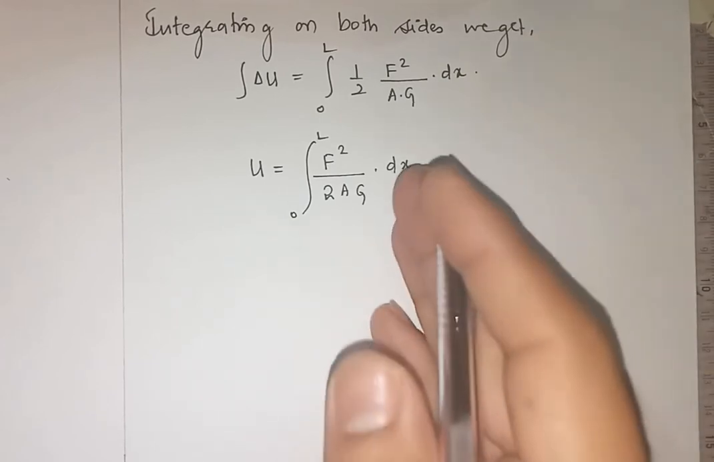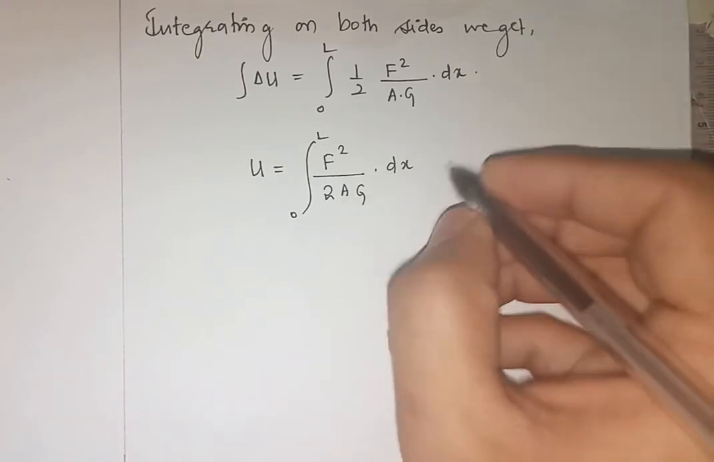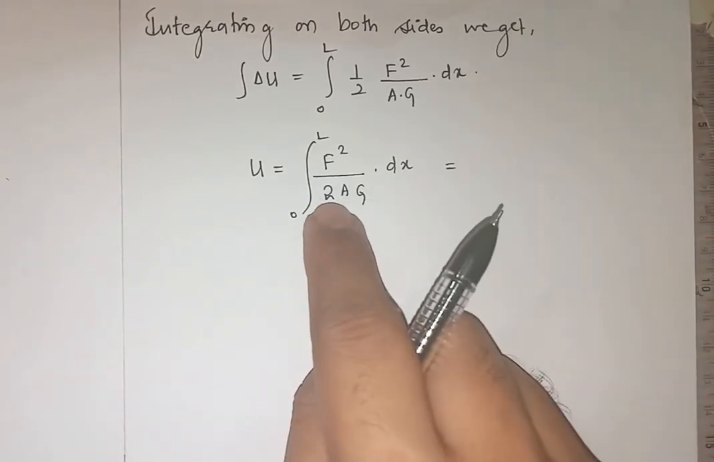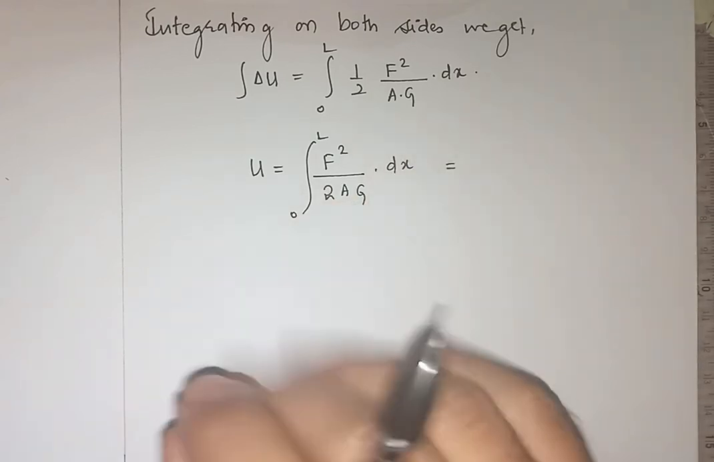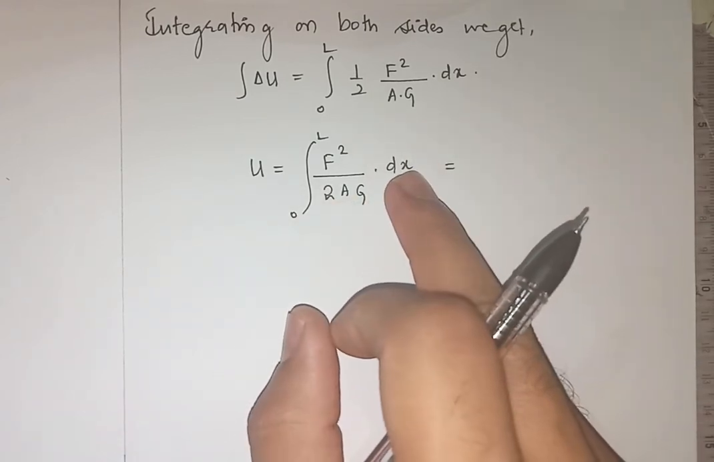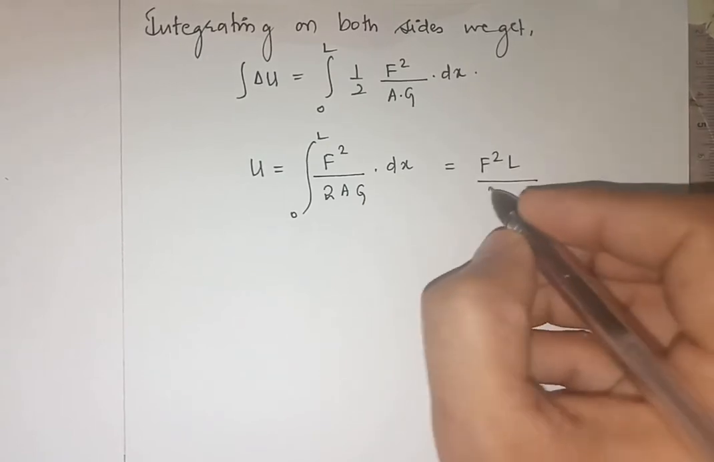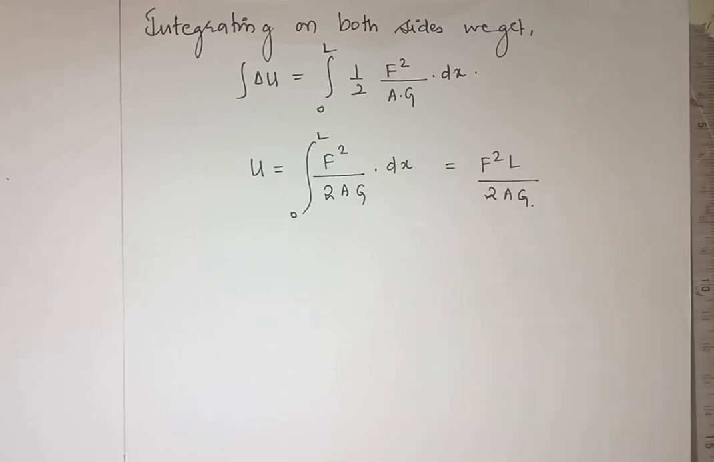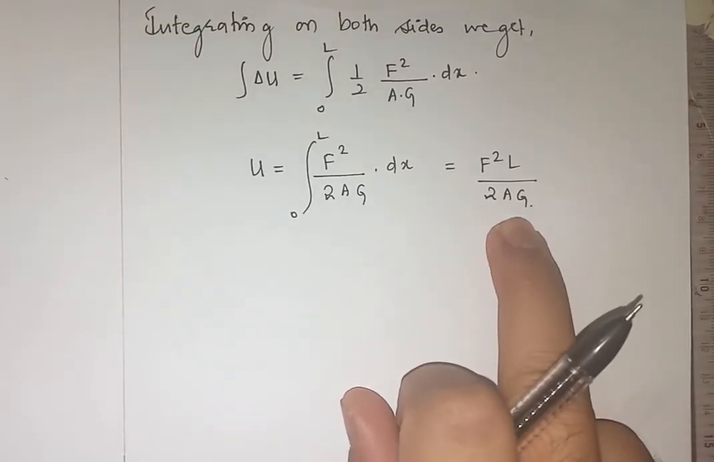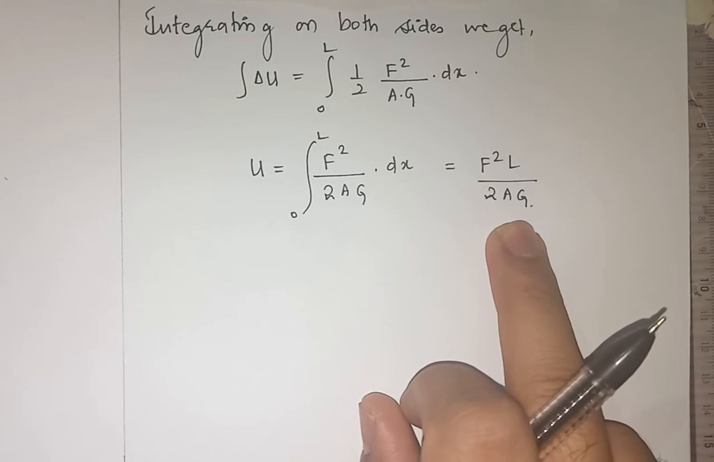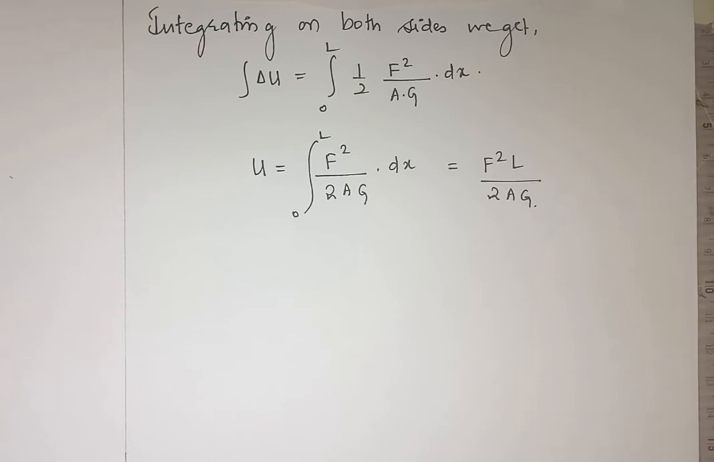Right? If you just put it, then what I'll be getting, f square divided by 2ag, everything is constant. Integration of dx is x, so it will be f square L divided by 2 times ag. Right, so this is the expression for shear strain energy. This is the expression for strain energy due to shear stress, or this is the expression for shear strain energy. Right?